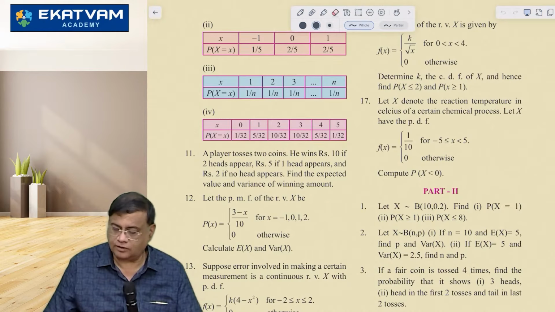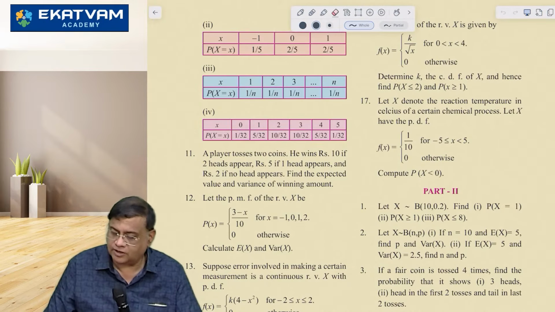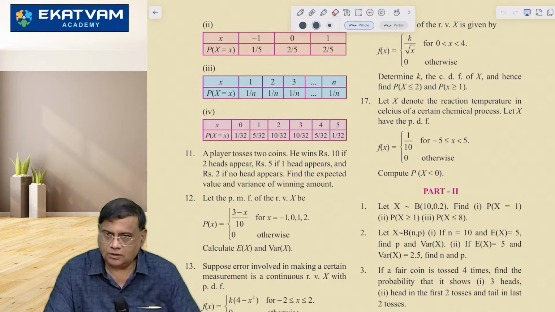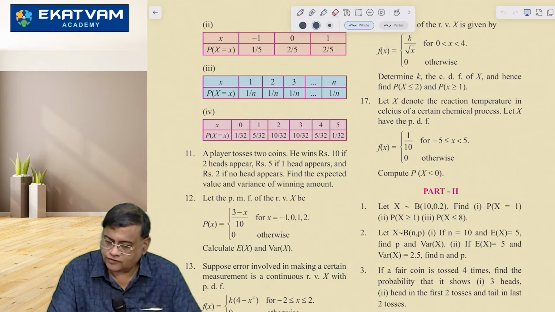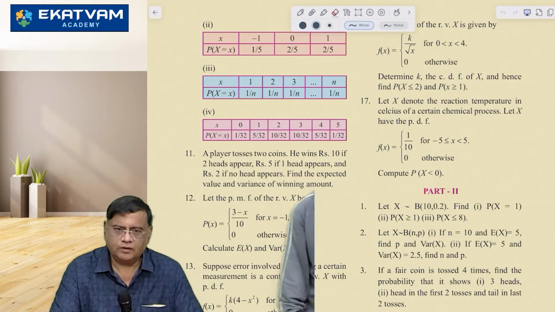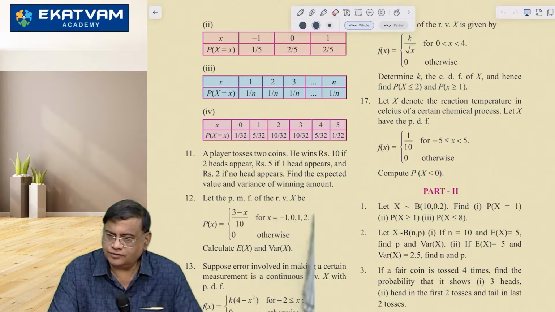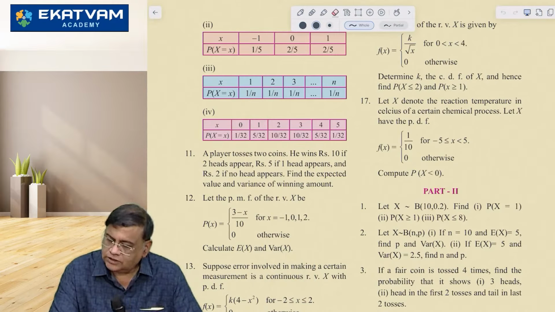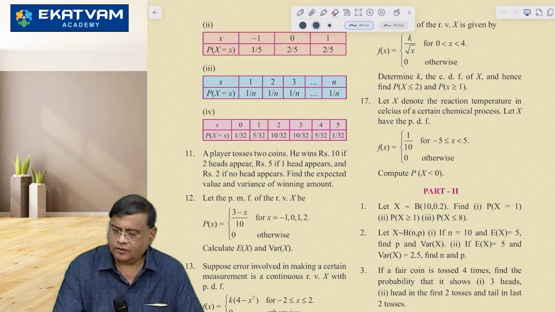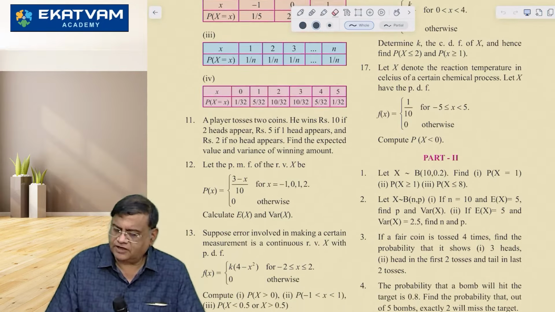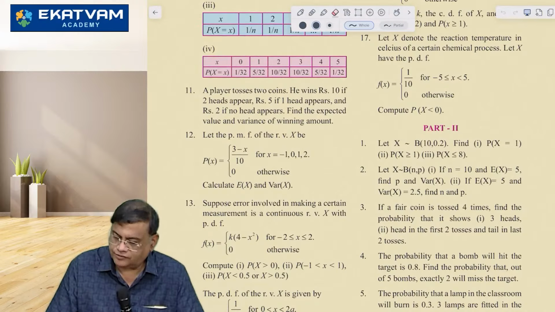Okay, here we start, here we begin. See the question number 11. A player tosses 2 coins. How many coins have been tossed? 2. He wins ₹10 if 2 heads appear. He wins ₹5 if 1 head appears. And ₹2 if no head appears. What is his expectation and variance?